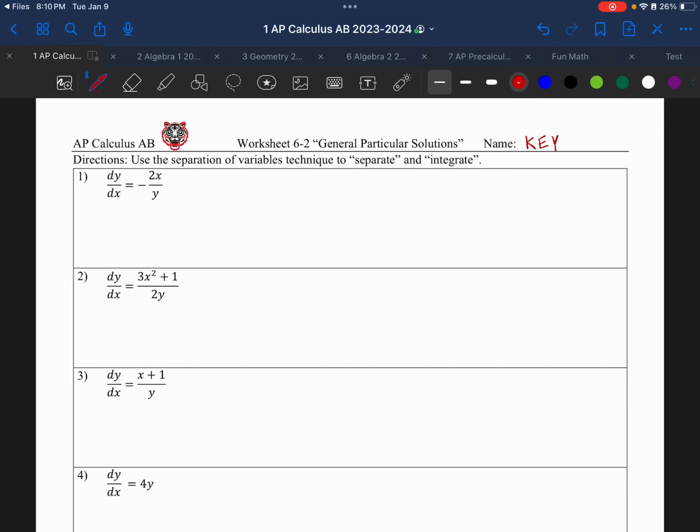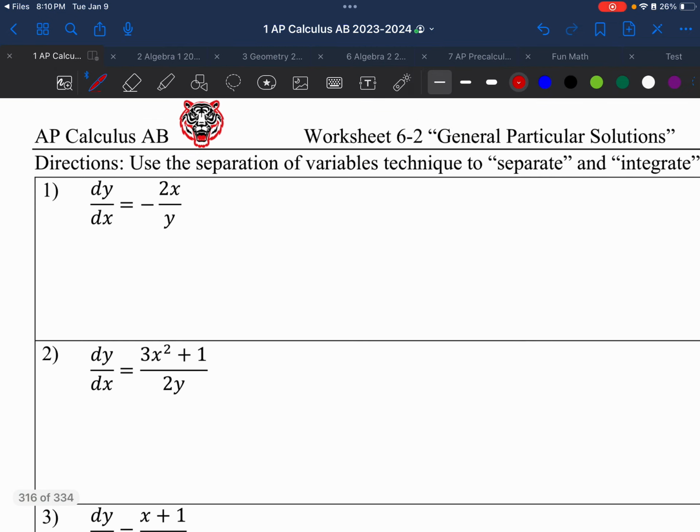This is AP Calculus AB, Worksheet 6-2, General Particular Solutions. The first part of all of these questions will just be to separate and integrate, doing the first two of the 4 steps to solve for the particular solutions. Let's jump straight in. In number 1, we have this fraction set equal to a fraction.